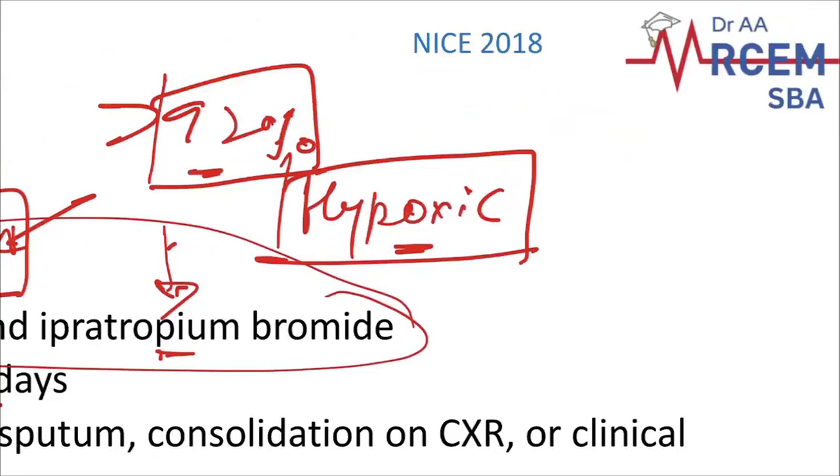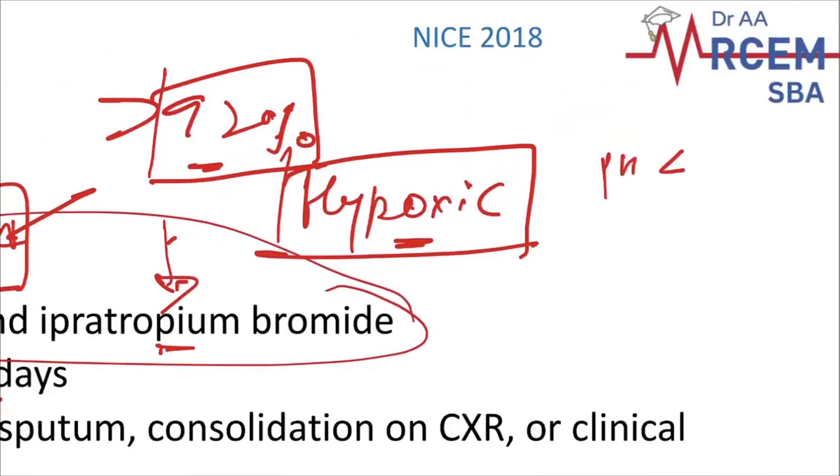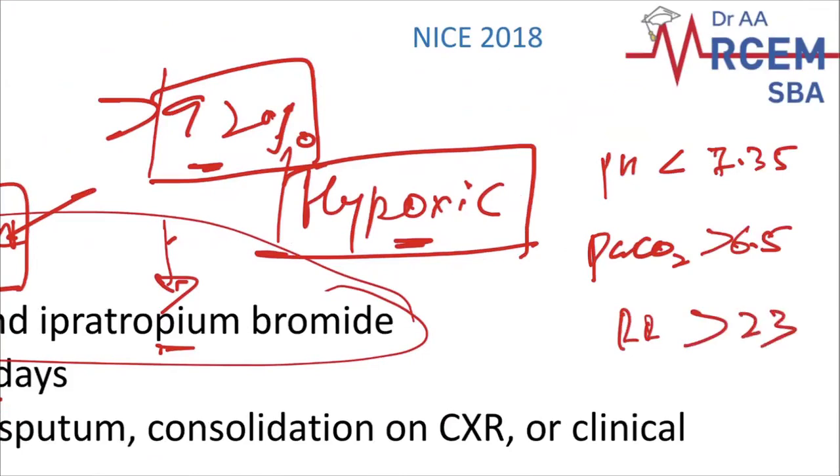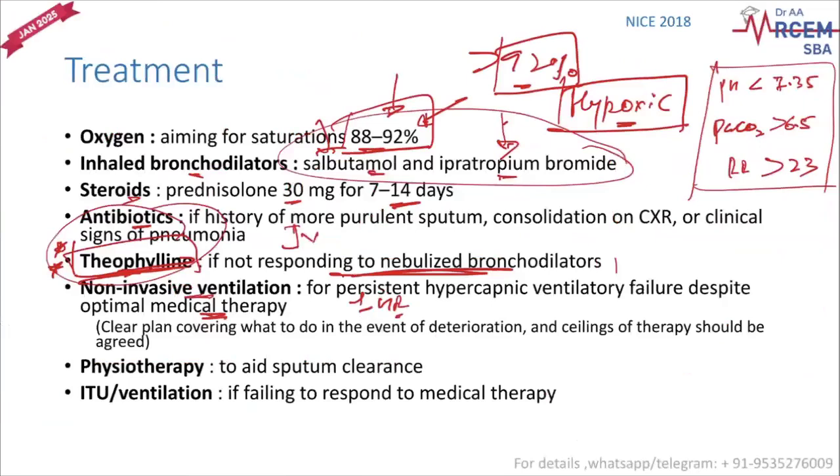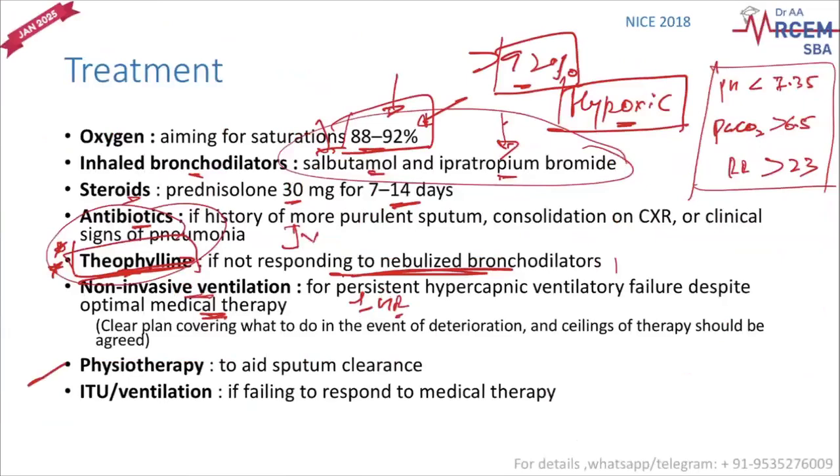Let's revise those indications. A pH less than 7.35 is one indication. PaCO2 more than 6.5 is another indication. Respiratory rate more than 23 is another indication to start a known case of COPD on an NIV. Physiotherapy will most of the time be required. If the patient is not responding to NIV also, then he might require intubation, which we try to prevent as much as possible, because once you intubate, extubating this patient becomes almost impossible. That's why we tend to avoid it.